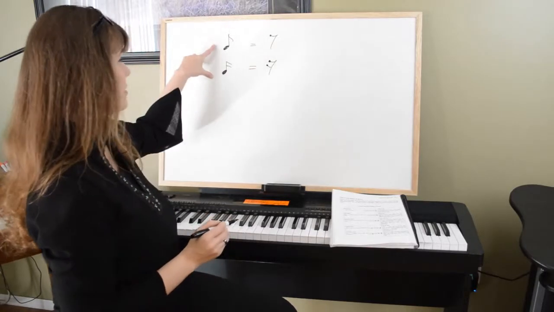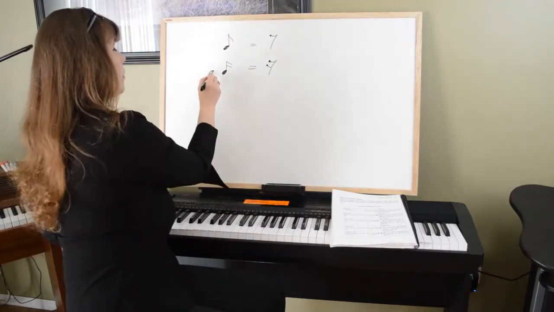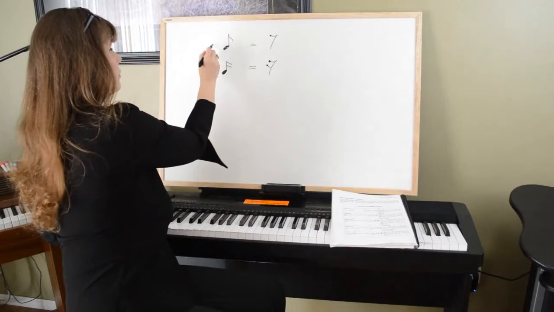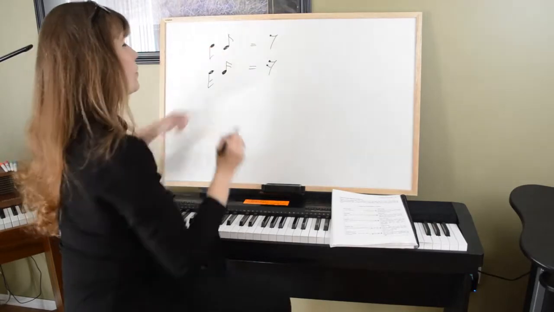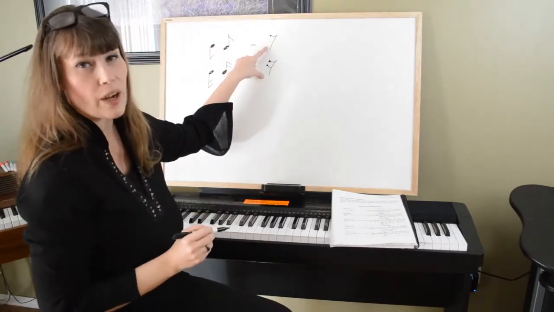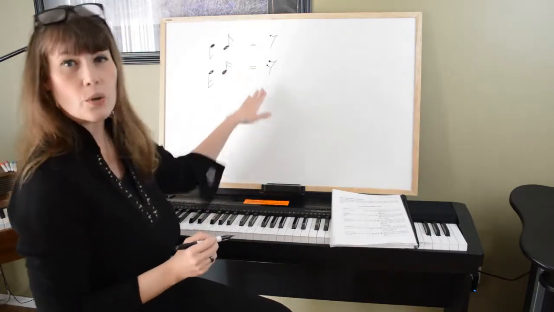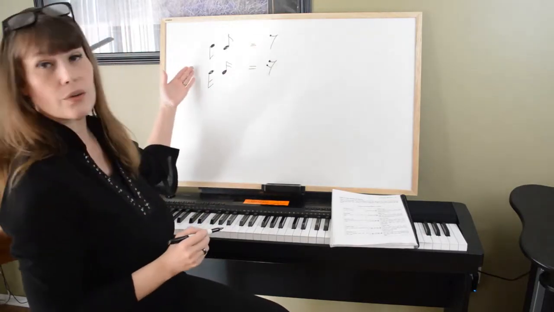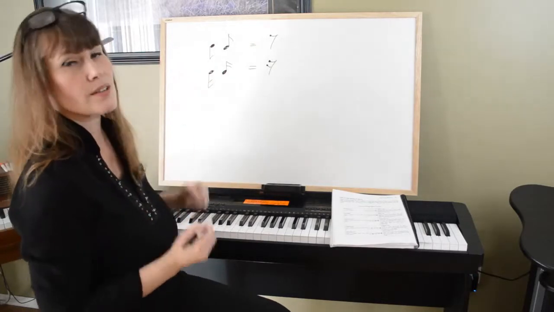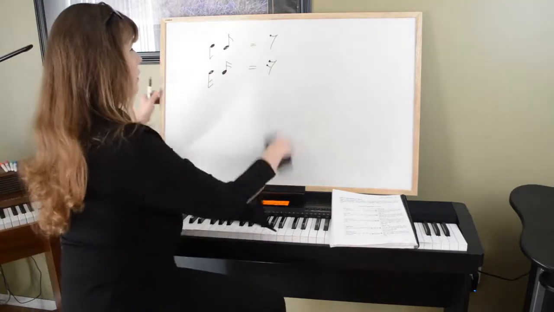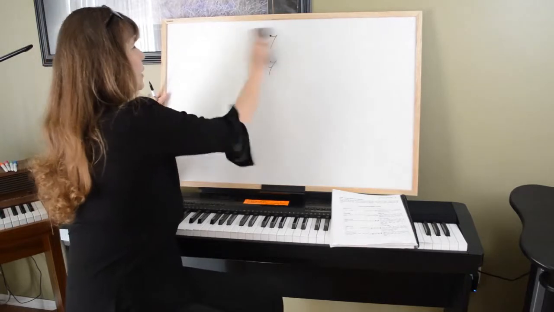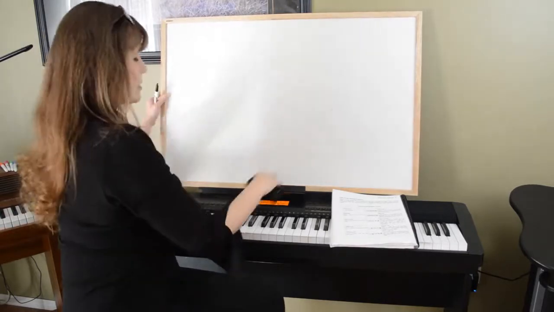Now these notes, you can find the stem up or down, but when it comes to the rest, you will not flip a rest the other way or do a mirror image of it. The rest will always look the same. It's just the notes that would have the stem up or down, and you can see them differently like that. So that's just a little recap for something that I missed in the last lesson.